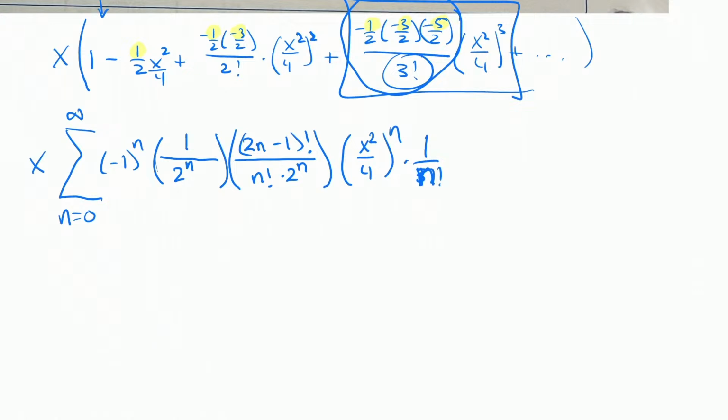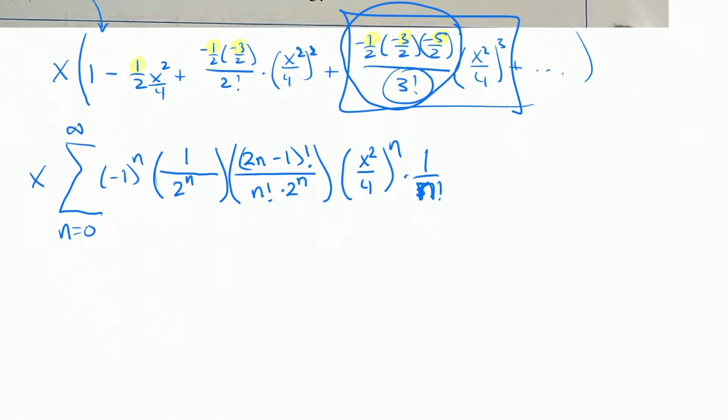So first of all, the negative 1 to the n, hopefully you can figure that one out. That's because I got a bunch of negatives up there. Okay, so let's just plug in n equals 3 just to show you. So this will be negative 1 to the third times 1 over 2 to the third.